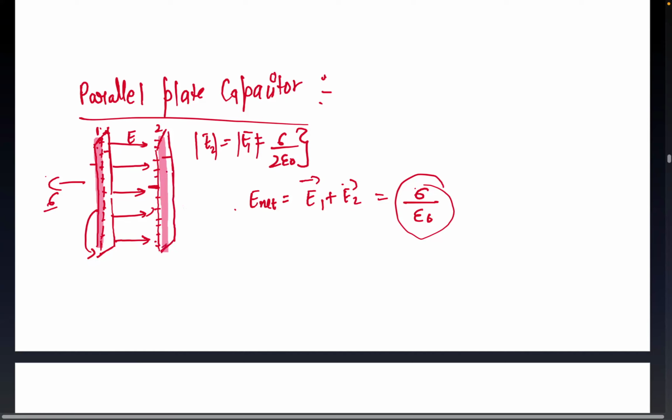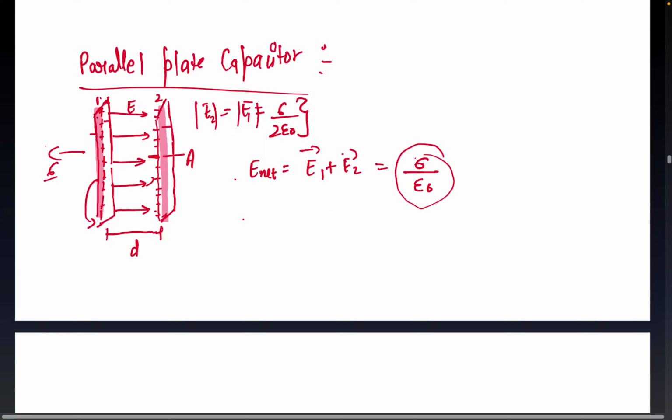If they are plates, they must have some area. Call it A. You can see there is some distance between them. Just remember these things. What is capacitance? Capacitance is nothing but change in charge upon change in potential.